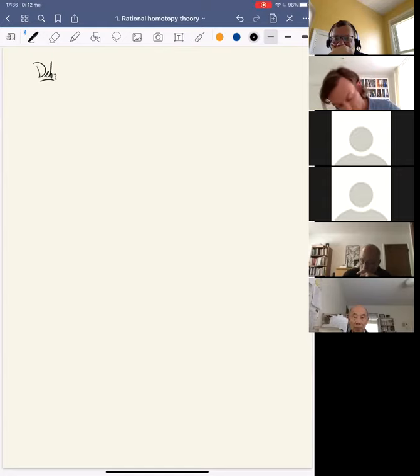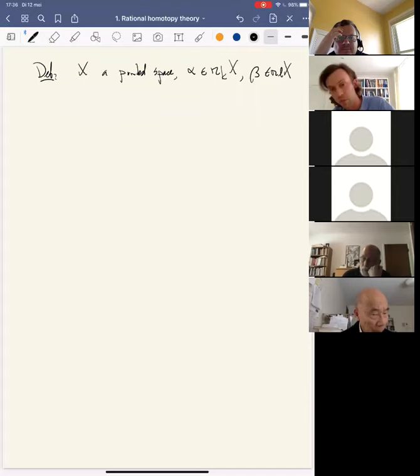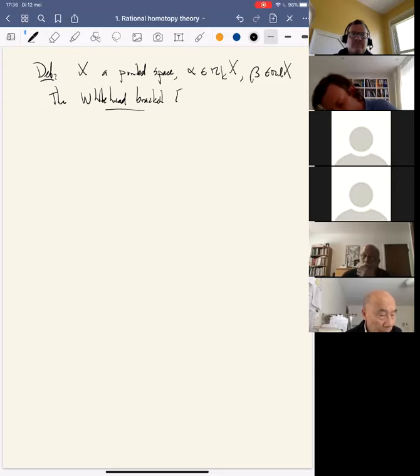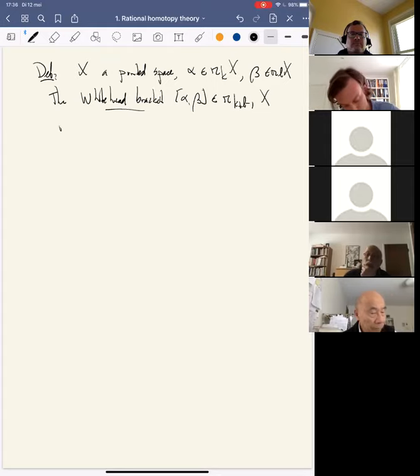So let's say that X was a pointed space, and I had two classes, let's say alpha and beta in the homotopy of X. Then the Whitehead bracket of these, or the Whitehead product, alpha beta. So this is an element in pi k plus L minus 1 of X, and it's given as the following map. So this is the composition.